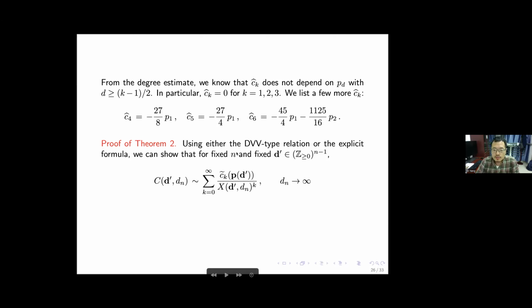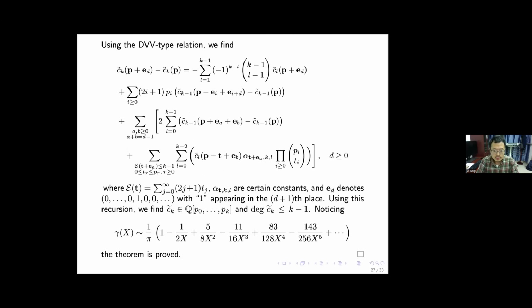Yeah, so this is the polynomiality statement. And our proof is also completely different from the proof of Ennard and his collaborators. So here we use the DVV type relation, and Ennard and his collaborators use the resurgence method. Right. So I will just omit the proof.